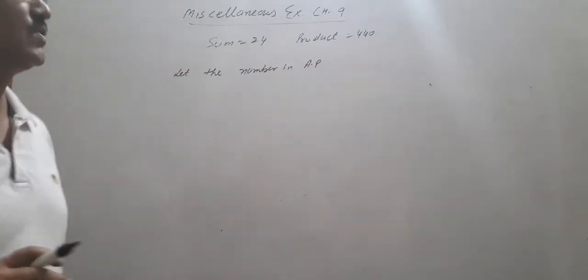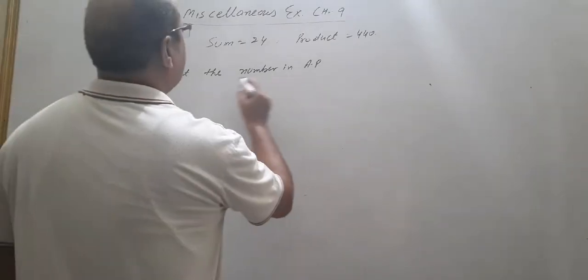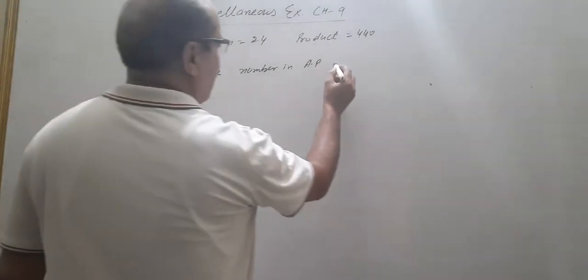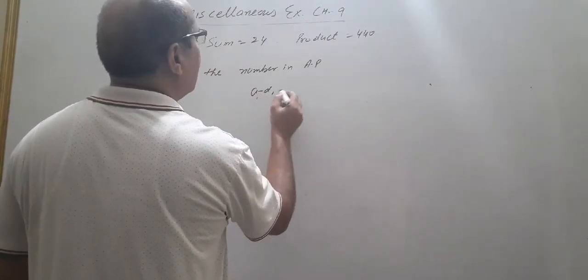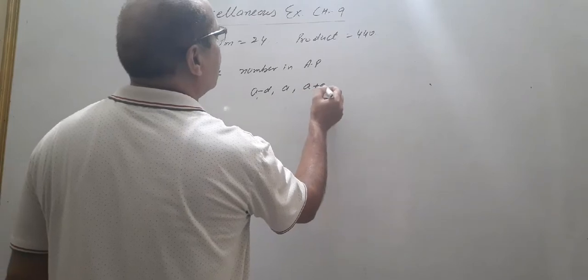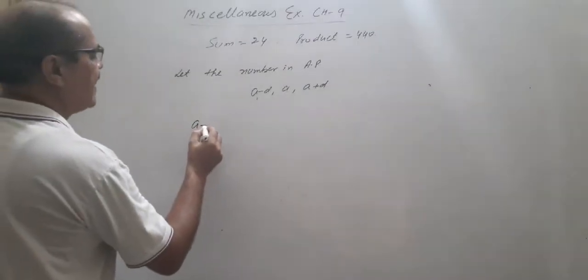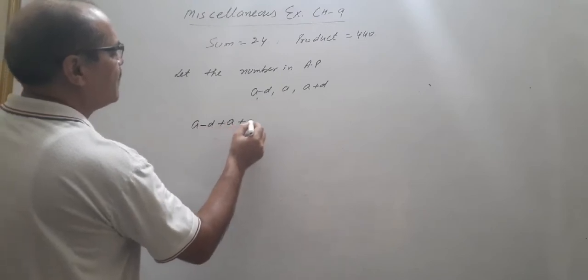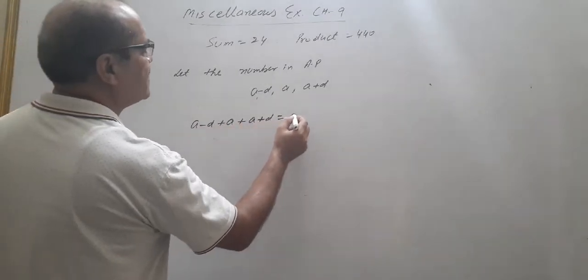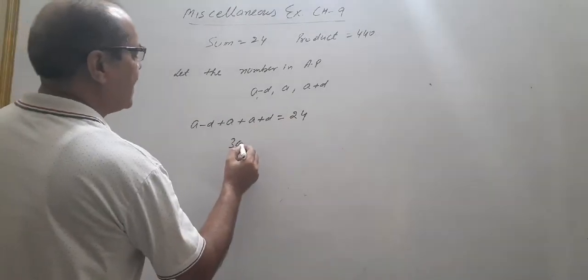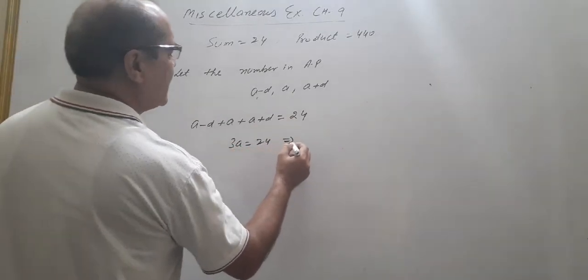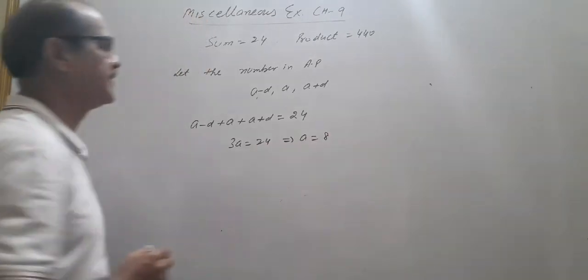If the sum is not given, then you take it as a plus d, a plus 2d, and so on. Let the three numbers in AP be a minus d, a and a plus d. According to the statement, their sum a minus d plus a plus a plus d is equal to 24. By solving this, we get 3a is equal to 24. That implies a is equal to 8.